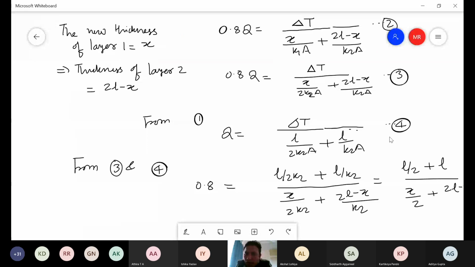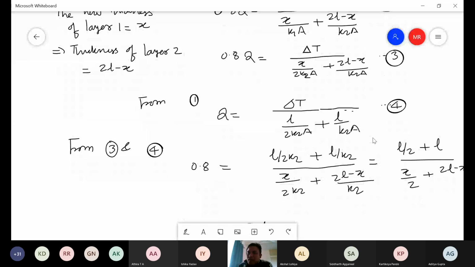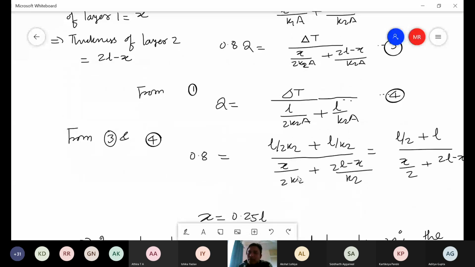Yes, sir. Okay. So now we got equation number 3, which is for condition 2, when the rate of heat transfer is reduced by 20%, whereas equation number 4 represents the initial condition when the length of both the layers is L, isn't it? So we can take the ratio of equations 3 and 4. So this Q will get cancelled out. We will get 0.8 here. This delta T will also get cancelled out. So what we will have in the numerator is L by 2K2 plus L by K2, divided by X by 2K2 plus 2L minus X by K2. So here K2 is also common.